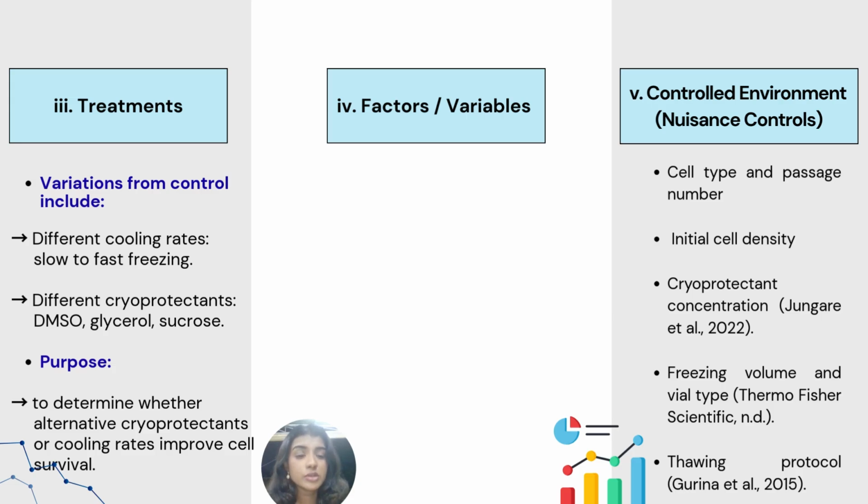Next up, we have control environment and constant conditions. These are to ensure that any observed effects are due to only the studied factors, where several conditions were held constant. These include cell type and passage number, initial cell density, cryoprotectant concentration, freezing volume and vial type, and also thawing protocol.